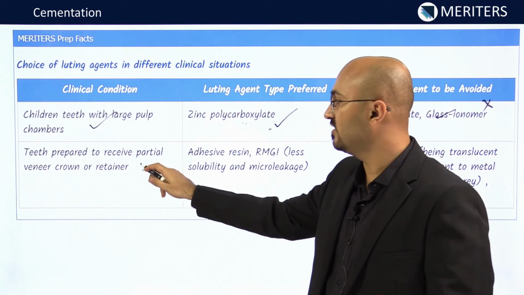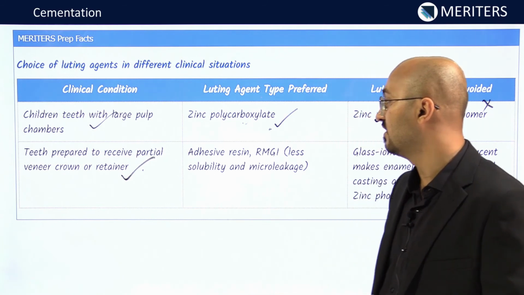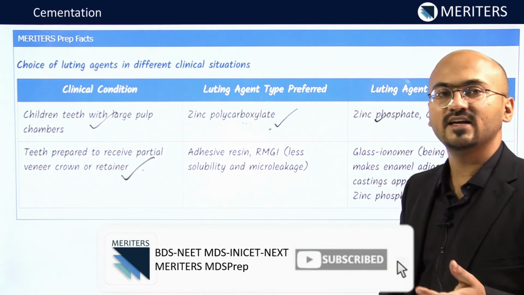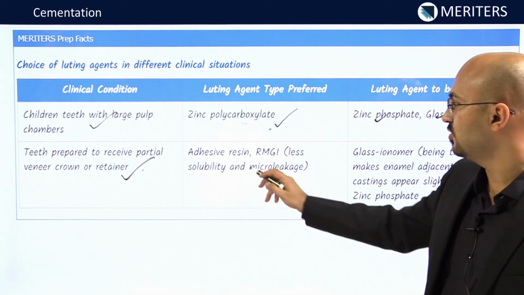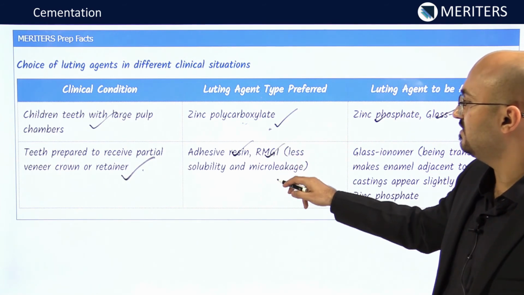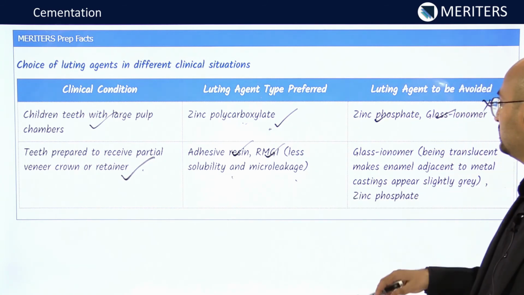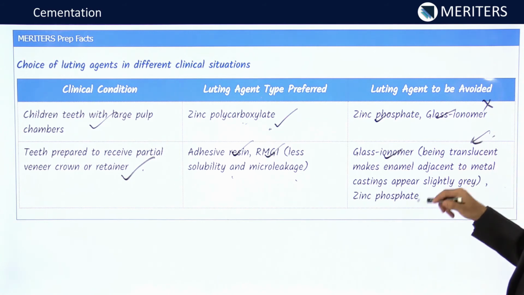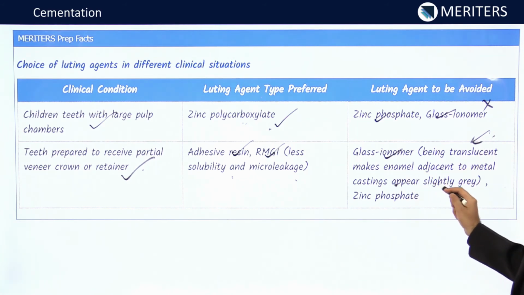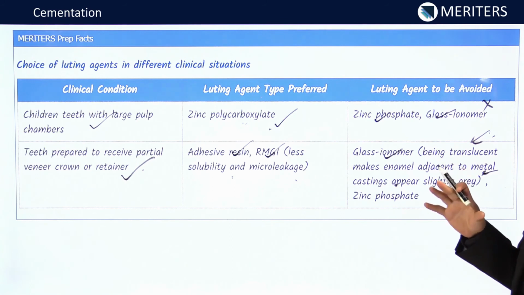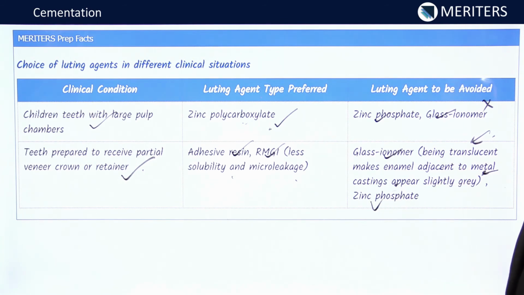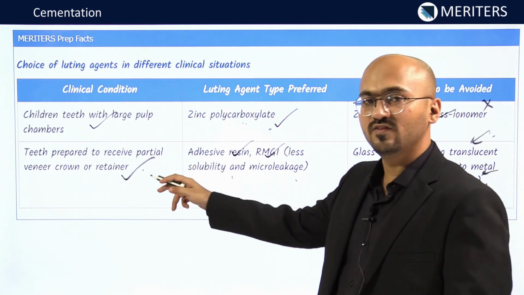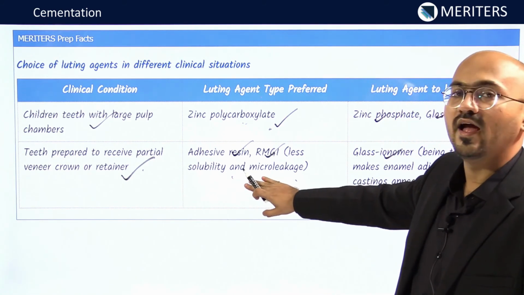And teeth prepared to receive partial veneer crown or retainer. So in a partial veneer crown, already the retention form is compromised. In that case, you will want to go for a more adhesive option. So you have adhesive resin, RMGIC, because it has less solubility and micro leakage. And you will avoid glass ionomer because it is translucent, which makes enamel adjacent to the metal casting appear slightly grey. So it will have changes on the shade. And zinc phosphate also you will avoid. So which are the cements that you will use for partial coverage crowns? That is adhesive and RMGIC.